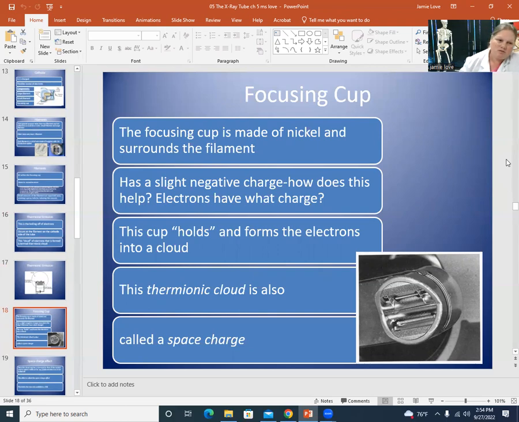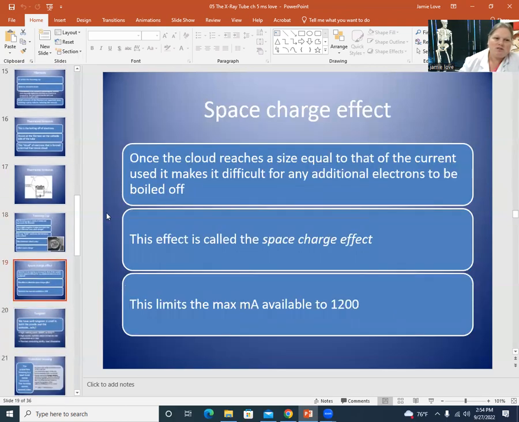Space charge effect means that once that cloud reaches a size equal to that of the current we selected on our control panel, no more electrons can be boiled off. Space charge effect. That's why the cloud is called the space charge. They give us 3 names for everything. Our limit on our tube that we need to know is a maximum of 1200 MA. So we're setting our MA, our milliamps, for a certain amount of time to give us a mass. That is our total amount of electrons we need to be boiled off, our number, our quantity on our tube.